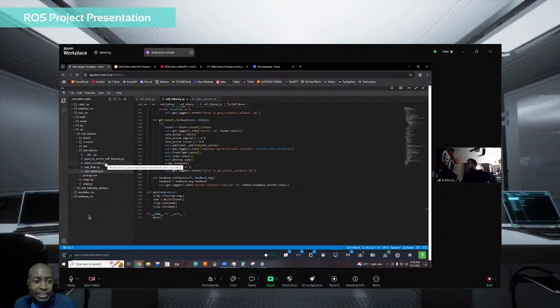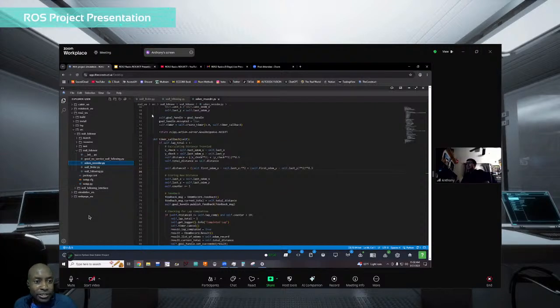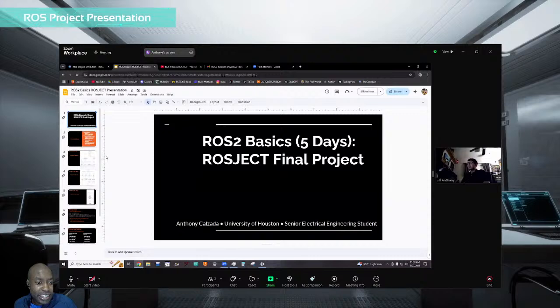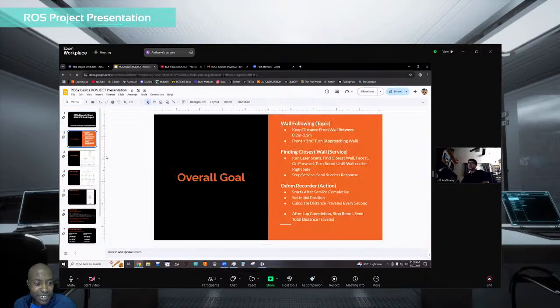Yeah, that's very good. And I did have some slides that I wanted to go over, and some of the problem might have been fixed had I done what you just suggested. As we went over, the overall goal was to have the robot between 0.2 and 0.3 meters from the wall. If the front is less than 0.5, turn, because that means it's approaching the wall.